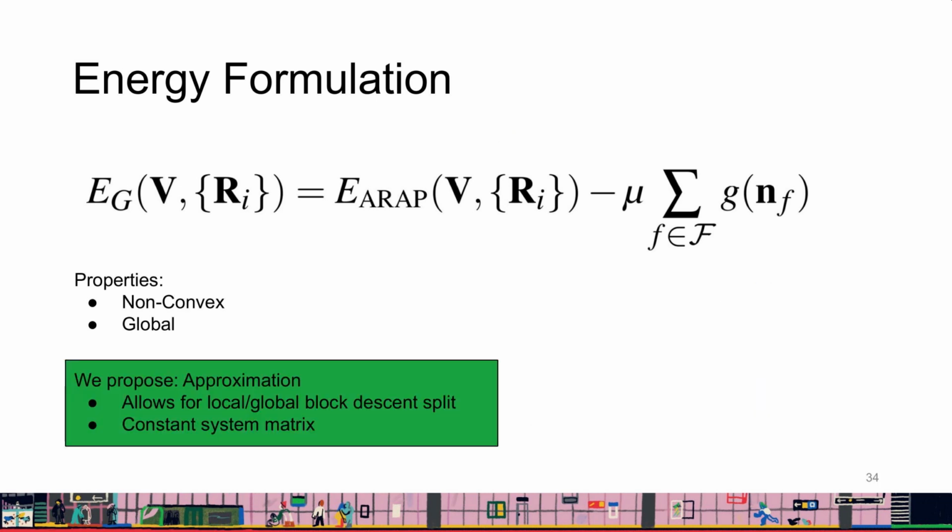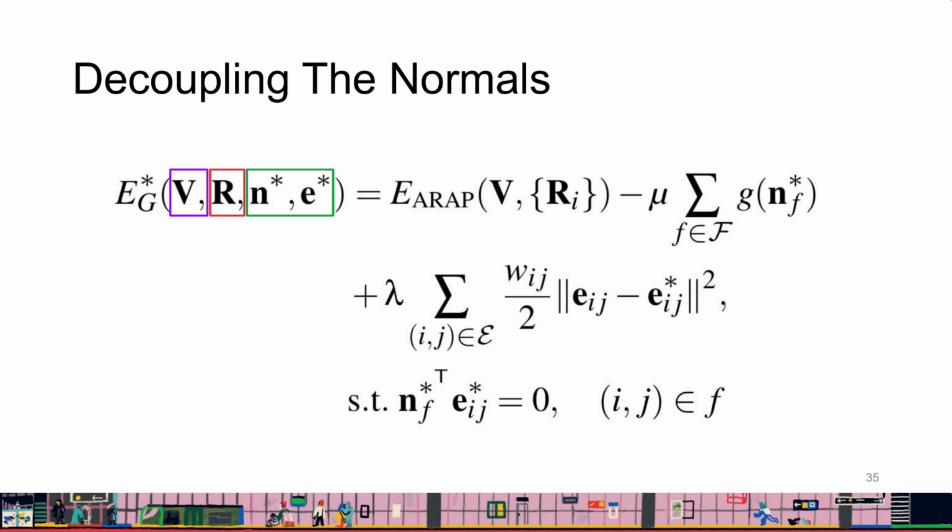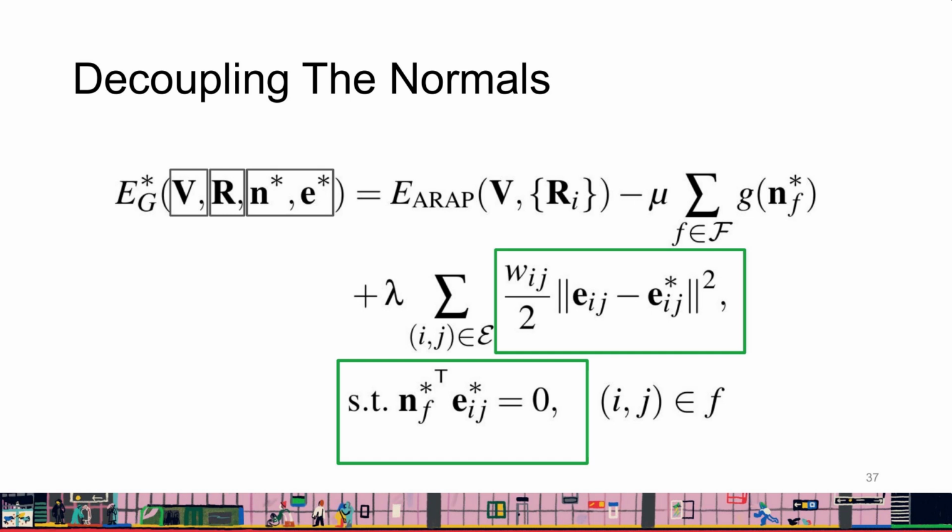Instead, we propose an approximation scheme for this energy that retains the qualities of the common as-rigid-as-possible optimization, namely a local-global block descent with constant system matrix in the global step. To do so, we introduce two sets of auxiliary variables, n star and e star, and optimize the following energy, Eg star, using a block descent scheme in three sets of variables. The g function is now applied to the auxiliary normals nf star that are optimized independently from the current geometry V. The auxiliary edges eij star are coupled to the actual edges eij via a squared norm and constrained to be orthogonal to the auxiliary face normals nf star.